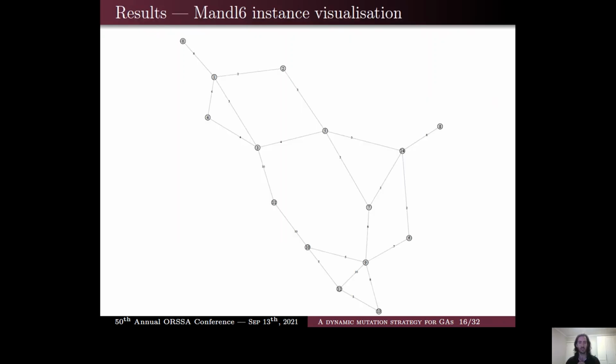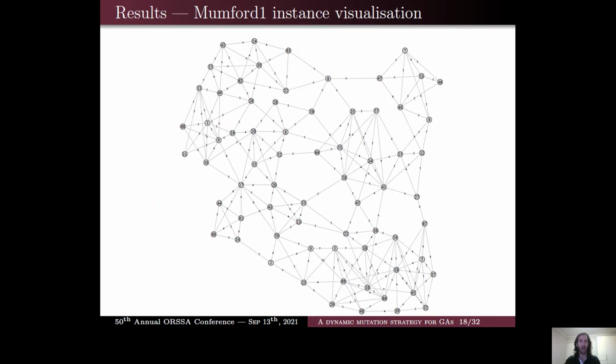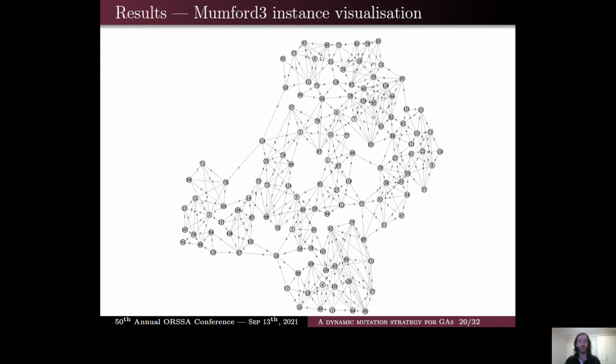So getting to some results, I will first visualize how five of these popular benchmark instances look. The first being the Mandl 6 instance, as you have already seen, having 15 bus stops. The Mumford 0 instance has 30 bus stops. The Mumford 1 instance has 70 bus stops. Mumford 2 contains 110 bus stops. And then Mumford 3, the largest of all the instances currently, has 130 bus stops.